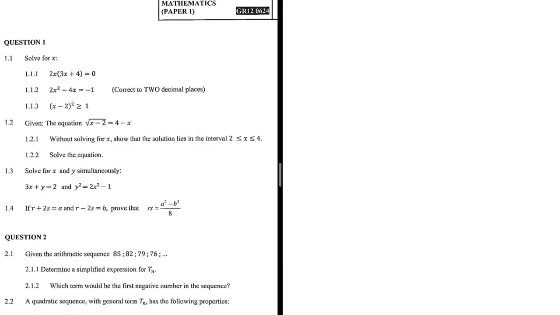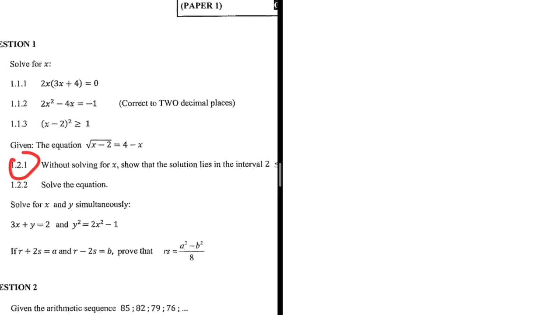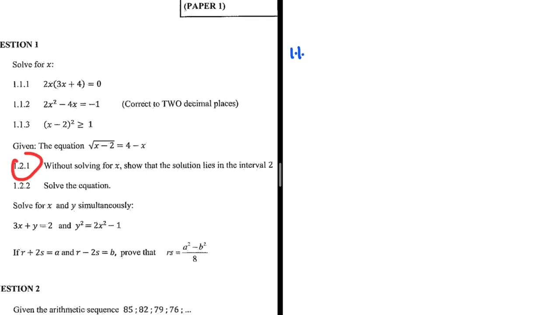There's a question I need help with here. 1.2.1. Without solving for x, show that the solution lies in the interval 2 to 4. We're going to do that question. Let's start by doing 1.1.1. So 1.1.1, we are solving for x.